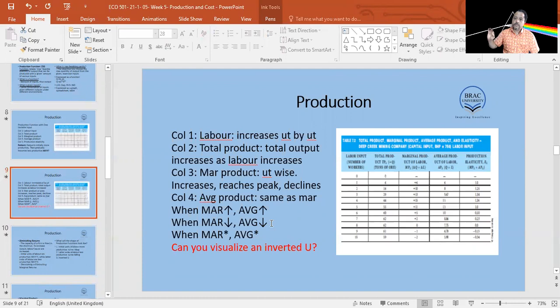Initially, the more labor we give, the more output we are getting unit-wise. This has an upper limit. What happens at the upper limit? After some time, productivity starts to fall. So can you visualize an inverted U, an upside down U? Initially, marginal productivity increases, reaches a peak, then starts to fall. Average productivity will do the same thing, but there will be one important distinction which we'll look at when we get to the graphs.